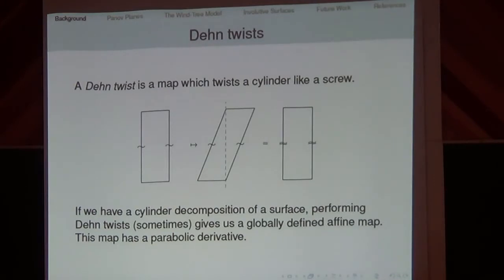So you fix the boundary curves of the cylinder, and you rotate by larger and larger amounts, starting from 0 going up to 2 pi as you move up the cylinder. And if you have a cylinder decomposition, and all the cylinders fit together in a nice way, so that the ratio of height to circumference are rational multiples for all your cylinders, then you have a globally defined affine map with a parabolic derivative.